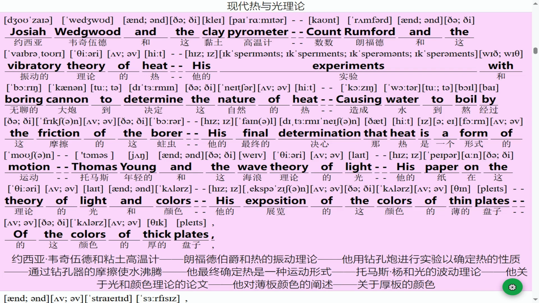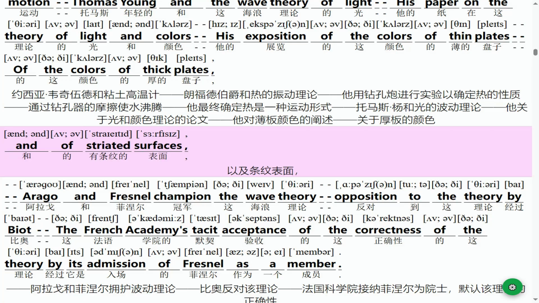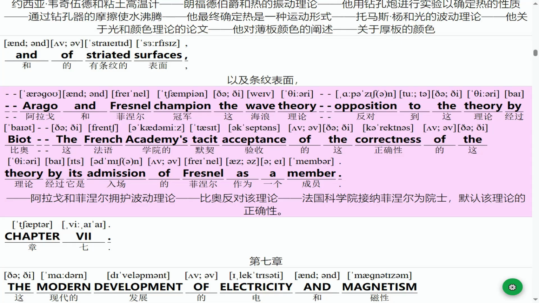Thomas Young and the wave theory of light, his paper on the theory of light and colors, his exposition of the colors of thin plates, of the colors of thick plates, and of striated surfaces. Arago and Fresnel championed the wave theory. Opposition to the theory by the French Academy's tacit acceptance of the correctness of the theory by its admission of Fresnel as a member.